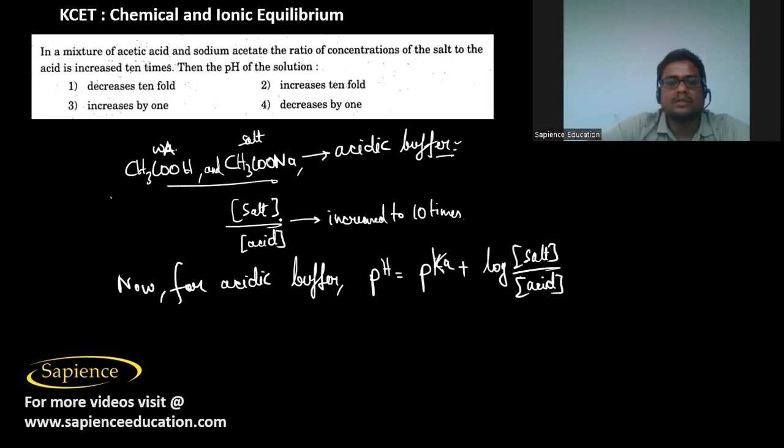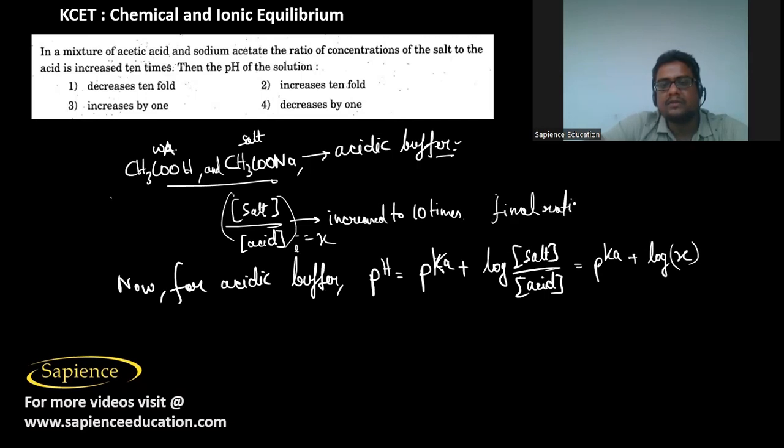Now since the concentration of the salt to the acid is increased to 10 times, suppose the initial value of pH was pKa plus log x. Let's say the initial ratio was x, and the final ratio of the salt and the acid is suppose 10x.